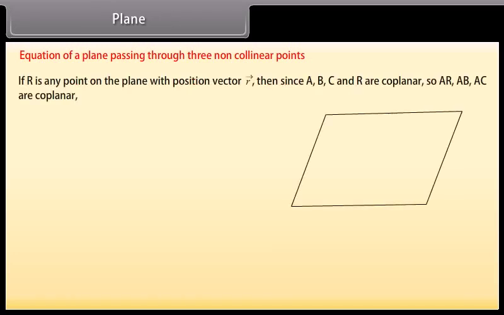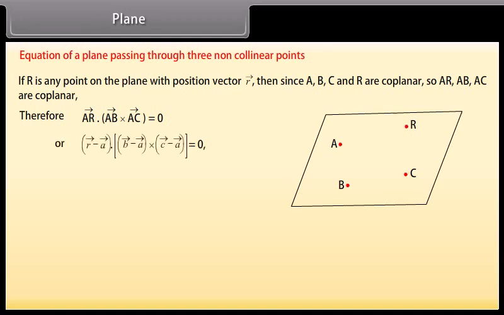If R is any point on the plane with position vector r, then since A, B, C, and R are coplanar, so AR, AB, AC are coplanar. Therefore, dot product of vector AR and cross product of vector AB and vector AC equals 0. Or dot product of vector r minus vector A and cross product of vector B minus vector A and vector C minus vector A equals 0.